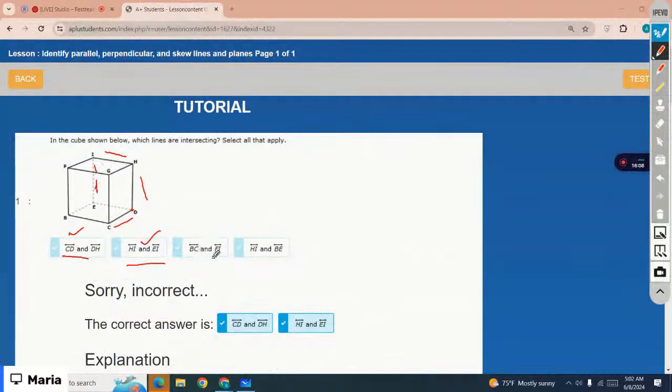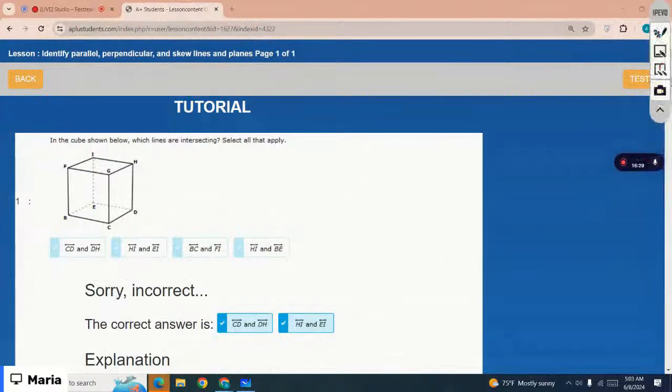Then you have BC and FI. Here is BC and here is FI. No, they are not intersecting. Then you have HI and BE. No, they are not intersecting. So the correct option is that the intersecting lines are CD and DH, and HI and EI, right? These are the intersecting lines. Got it?